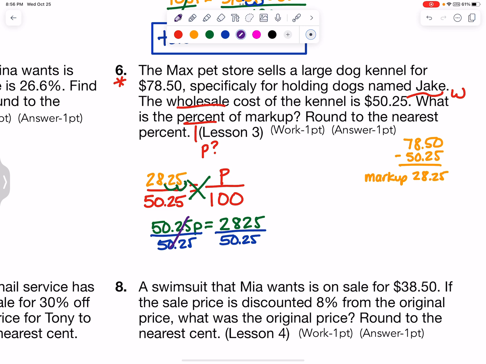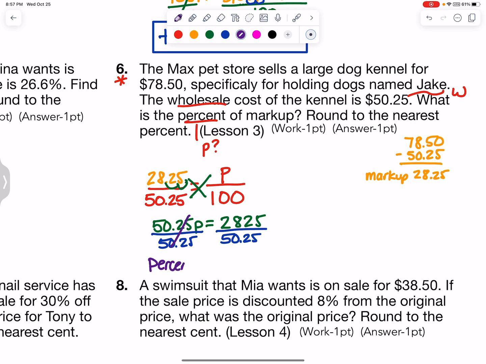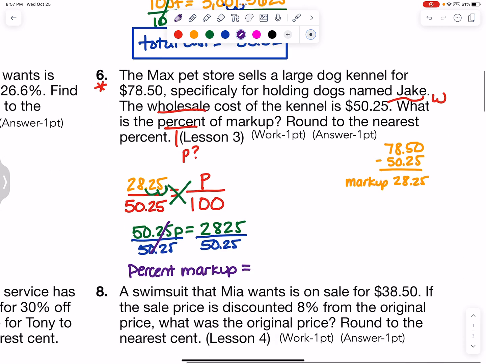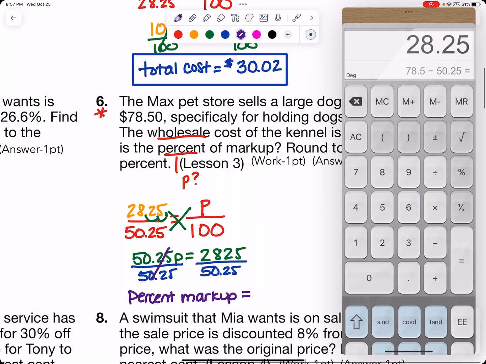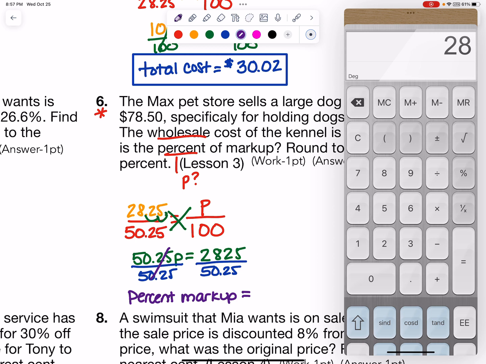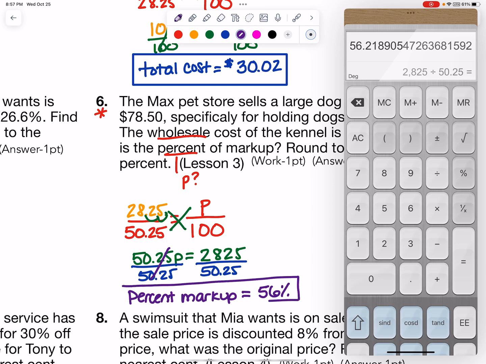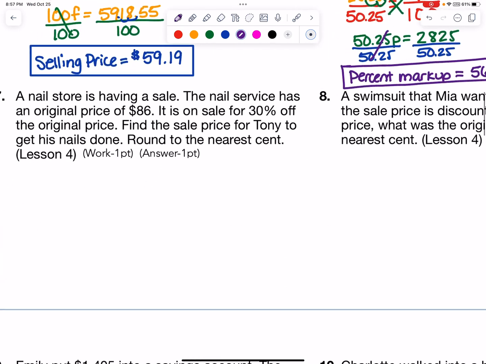Okay, and then we end up with a percent markup of, let's go ahead and do that division. Oops, my calculator's over here now. 2825 divided by 50.25, and we get a percent markup, and let's see, round to the nearest percent, of 56% markup. And there we go. Okay. All right, let's go ahead on to number 7.